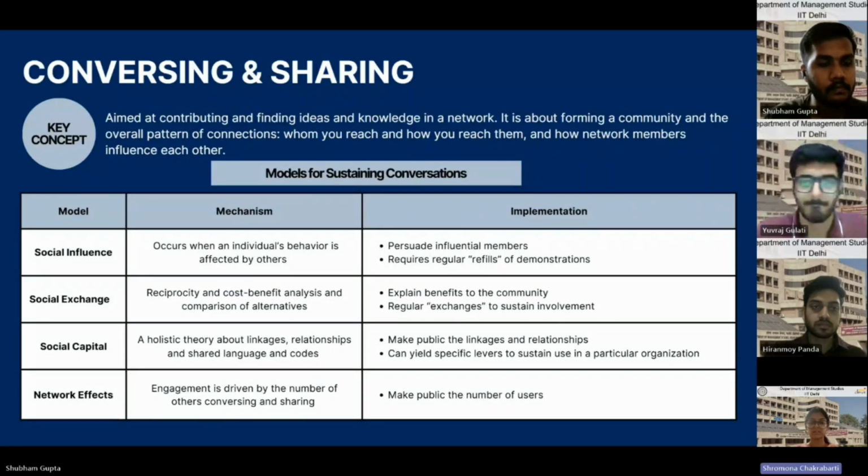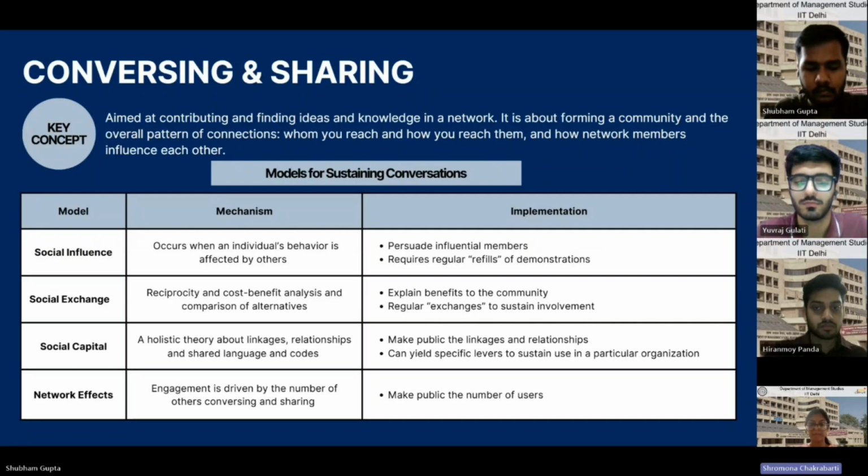So now discussing the third tactic here, which essentially is conversing and sharing. It essentially wants to build strong networks in the workplace based on meaningful conversations and sharing of knowledge. So there are four important models that can sustain this. The first being social influence, wherein you essentially influence each other's behaviors to keep the engagement high. The second is social exchange, wherein fostering of value is done through reciprocal benefits or two-way learning.